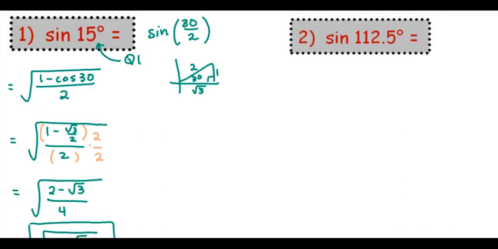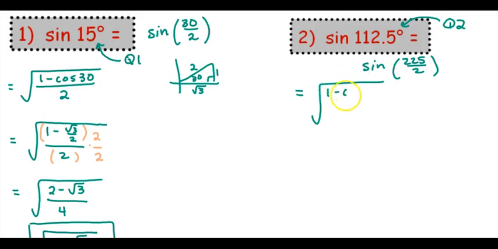Number 2, the sine of 112.5 degrees. So that is half of 225. So this is the sine of 225 over 2. It's half of one we know how to work with, so we use a half angle identity. And 112.5 is in quadrant 2, and sine is positive in quadrant 2. So once again, we're going to use a positive square root. So we have the square root of 1 minus cosine of 225 over 2.